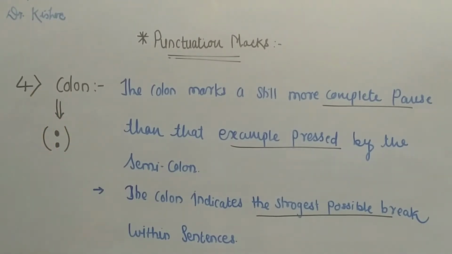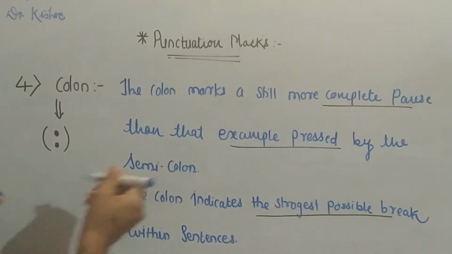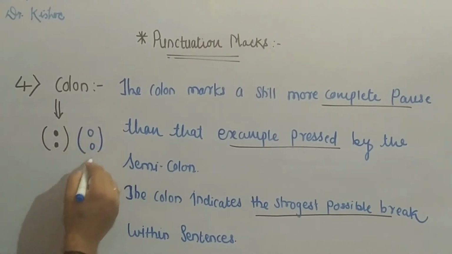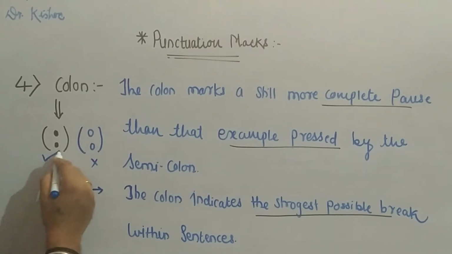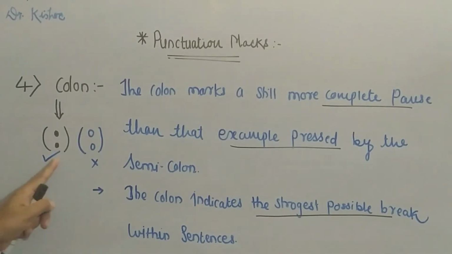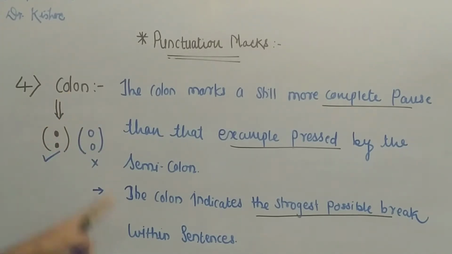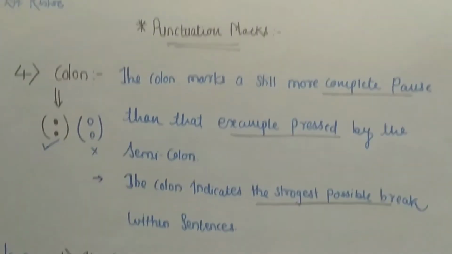Now friends, see the fourth one. The fourth punctuation mark is the colon, and the symbol of the colon is like this. Please, dear friends, don't write like this. It is wrong. Use the proper colon or proper punctuation mark or proper symbol when you write. This is not a proper symbol of a colon, that's why it is wrong, and this one is the correct one. So how to use the colon? This is the information about the colon.